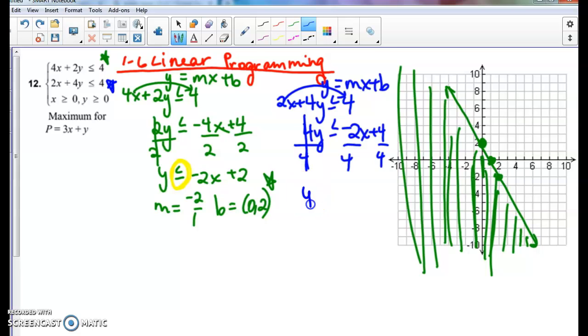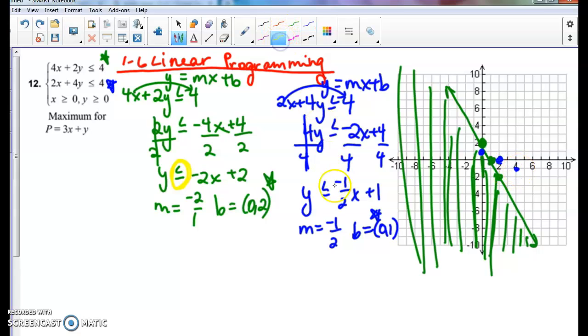4's cancel. Y is still less than or equal to because we didn't divide by a negative, so our symbol stays the same. Negative 2 over 4 is a negative 1/2 x. And 4 divided by 4 is 1. So for this one, we have a slope of a negative 1/2, and we're going to begin at 0, 1. When we go to graph it, we begin with b. So 0, 1, then up 1. Our slope tells us to go down 1, right 2, down 1, right 2.